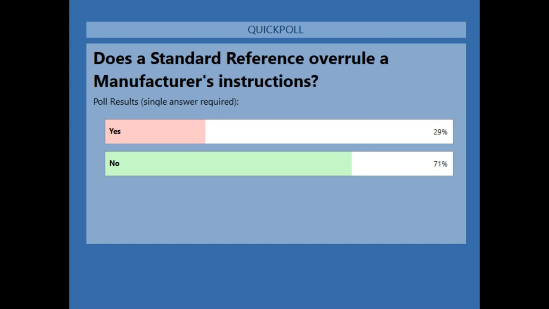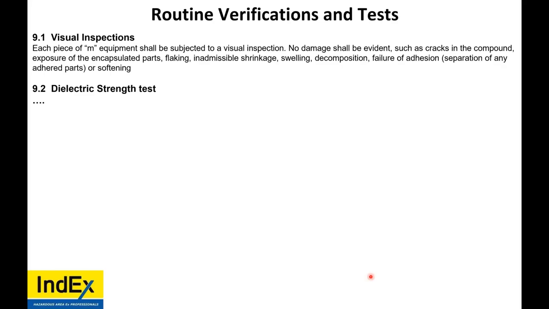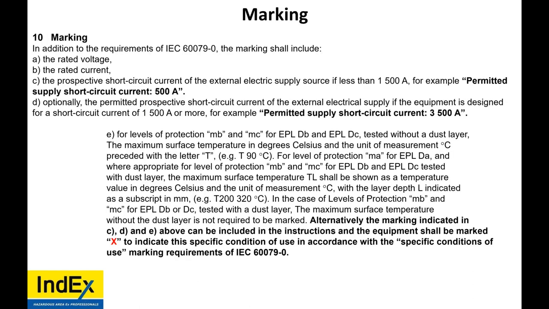But the wonderful thing is on the next slide, which is directly from the standard, what does it tell us for marking? Apologies, give me a second. So what does it say within the standard?